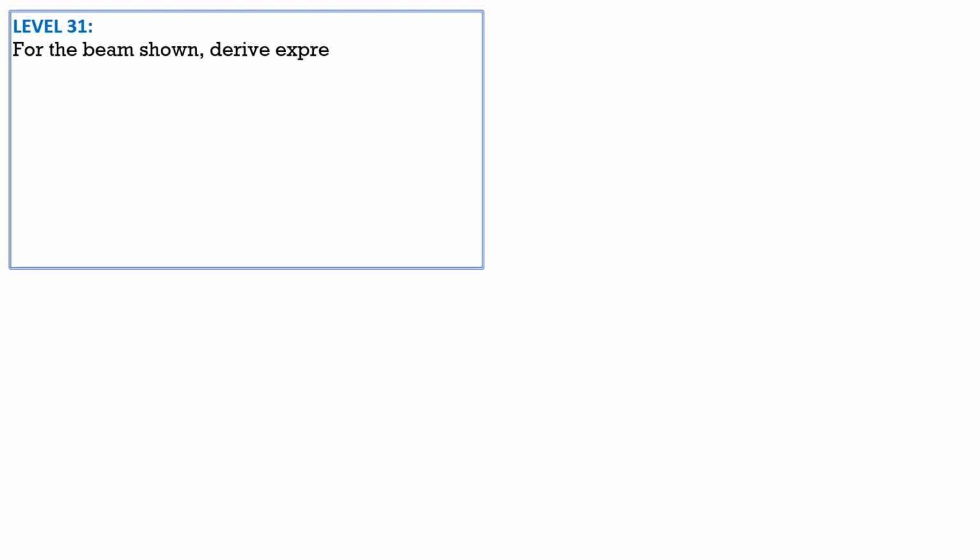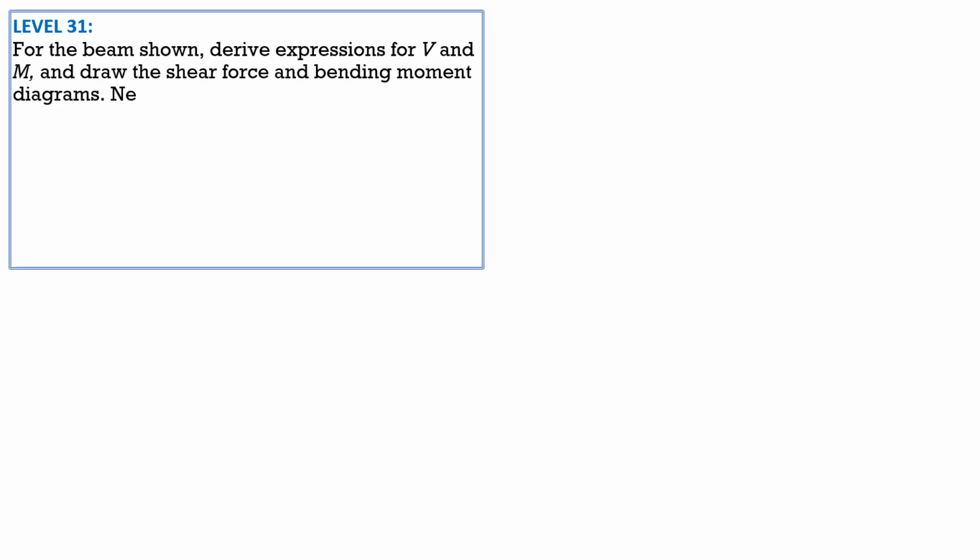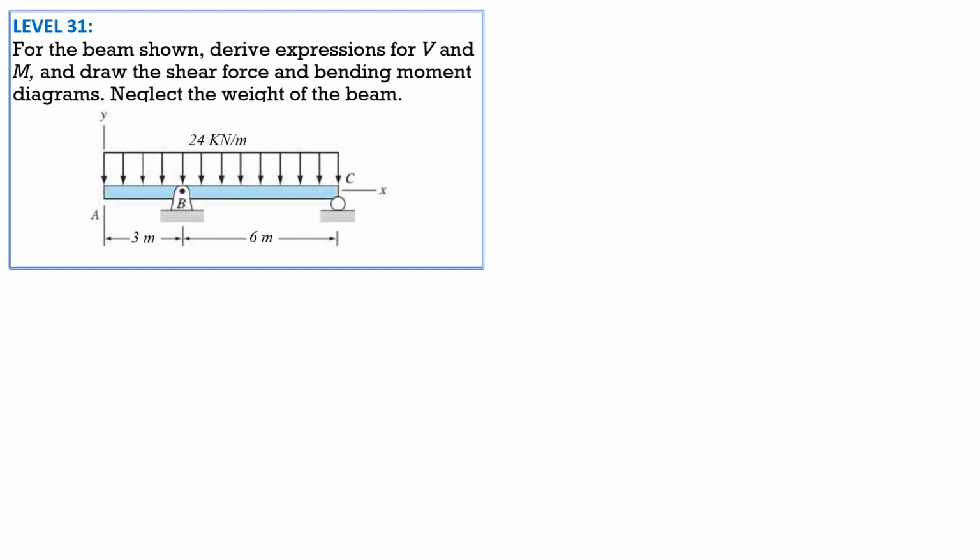For the beam shown, derive expressions for shear V and moment M and draw the shear force and bending moment diagrams. Neglect the weight of the beam. So here is the given figure. For the solution, let's call this By, R sub C. Then Bx is 0, of course. So summation of moments about C equals 0. So By times 6 minus 24 times 9 times 4.5, 4.5 from the centroid to C, equals 0. So By is equal to 162 kilonewtons.